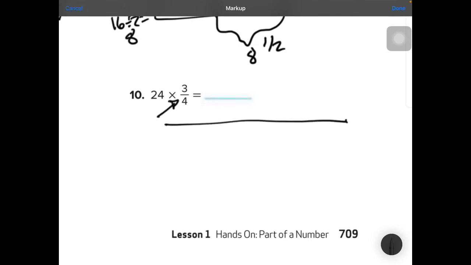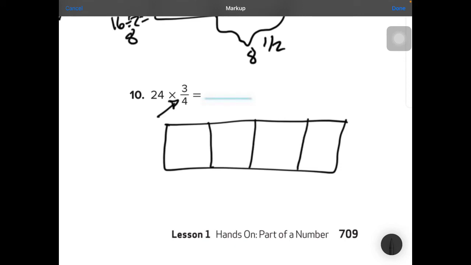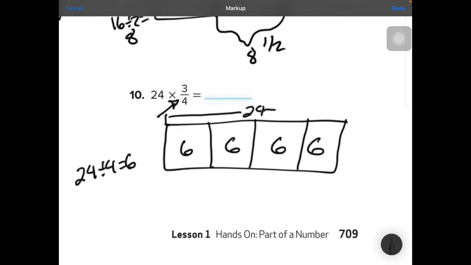Number 24, our denominator is 4. So we draw a little box here. It was kind of bigger than it needed to be, but that's okay. And 24 divided by 4 equals 6. So there's going to be 6 in each of these sections, right? That needs to be a 4.